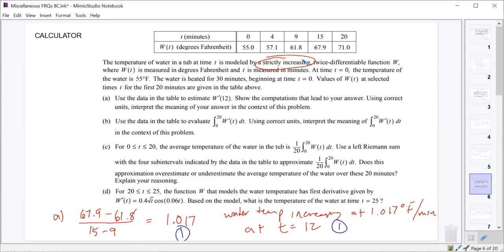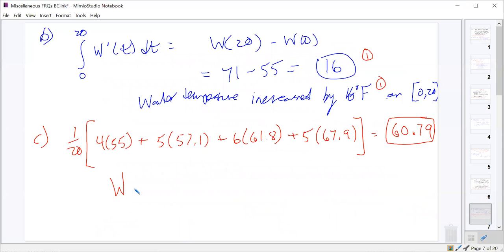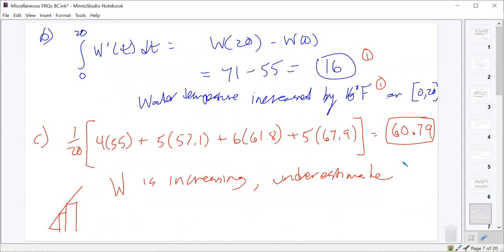And so because this function is increasing, so W is increasing, if we have an increasing function, left approximations will always underestimate the value. Everybody good there? That one was worth 3 points, 1 for setting it up correctly, 1 for the correct value, and 1 for underestimate with your reasoning why. Any issues there?